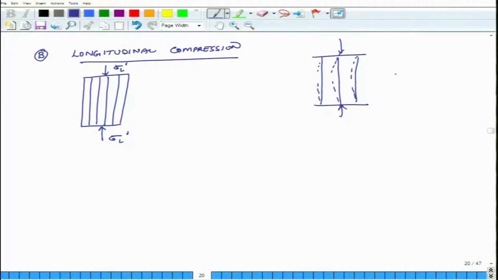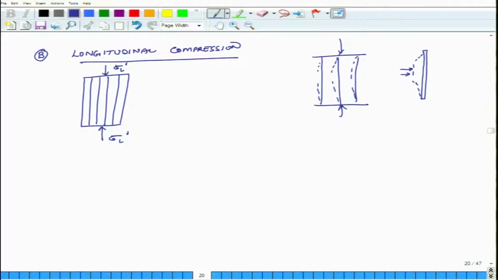So, why will it experience shear force? Suppose I have a fiber, the fiber is trying to do this and the matrix is pushing it in this direction. So, as it is pushing it in this direction, it is experiencing some shear forces. Because of this, several phenomena could happen.